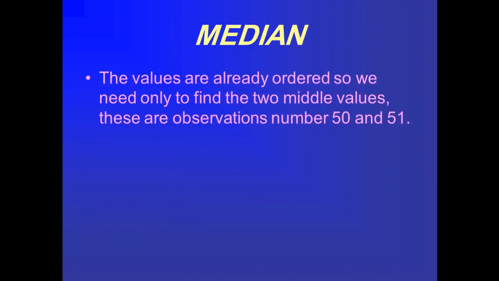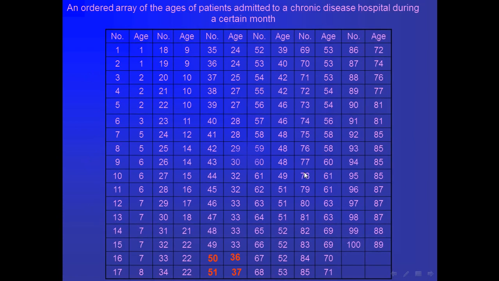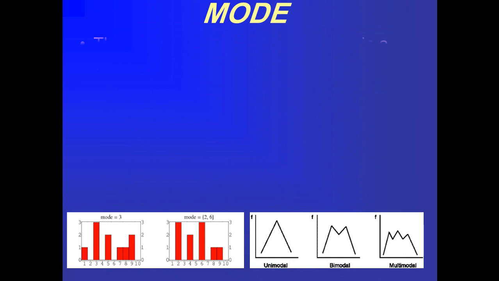If we add them, the result will be, as you see here, 36.5. And this is the way to check for the median. Okay, 50 and 51, and we have to add 36 and 37 and divide by 2 to get the median, because here we have an even number, so we have to take 2 samples.